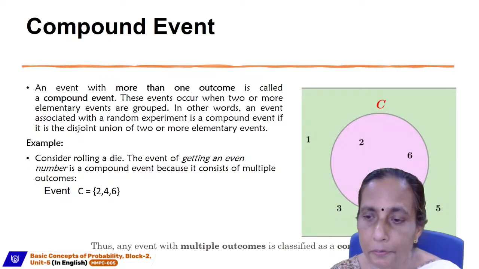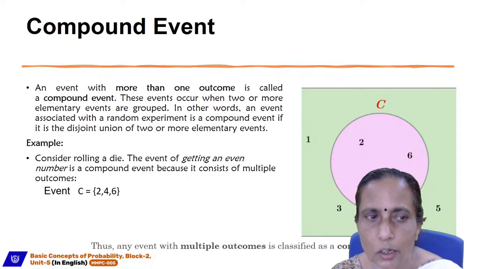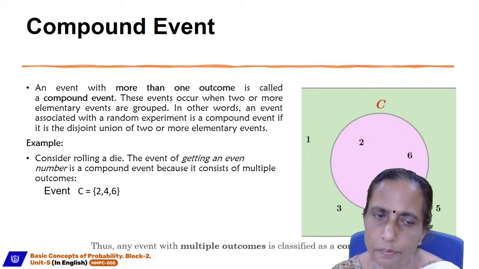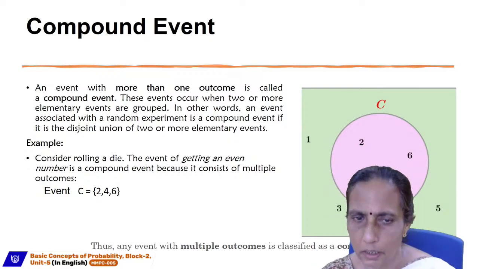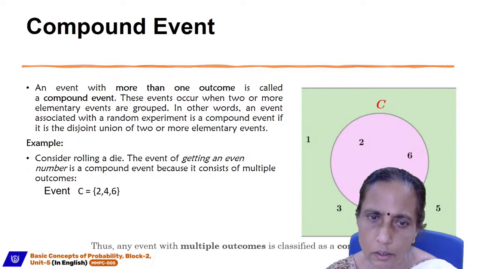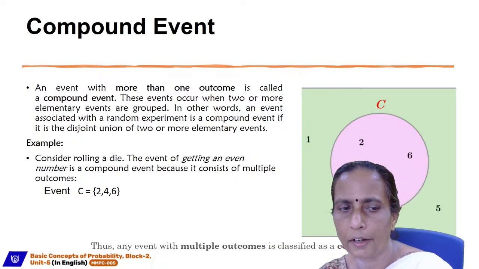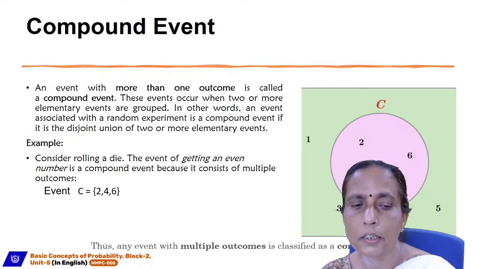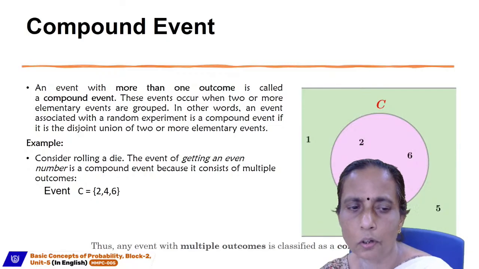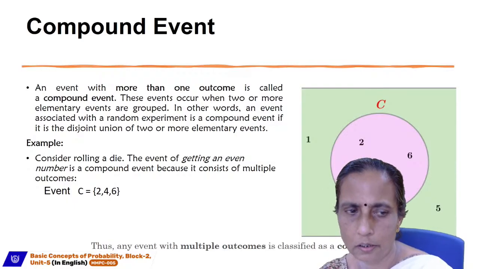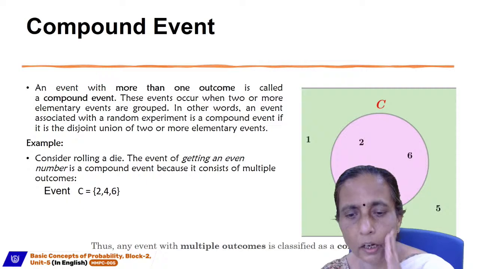Then compound event. Whenever you are performing an experiment, an event with more than one outcome is called a compound event. These events occur when 2 or more elementary events are grouped. In other words, a compound event is the disjoint union of 2 or more elementary events. Consider rolling a die. The event of getting an even number is a compound event because it consists of multiple outcomes: 2, 4, or 6.